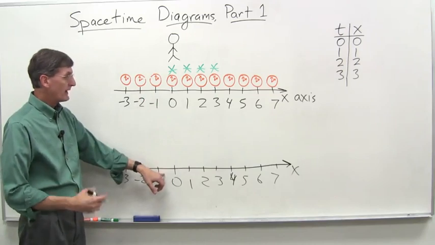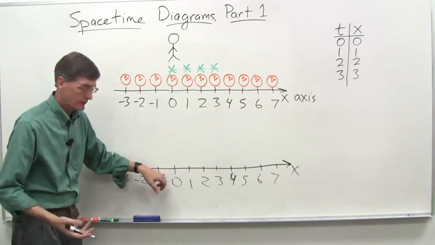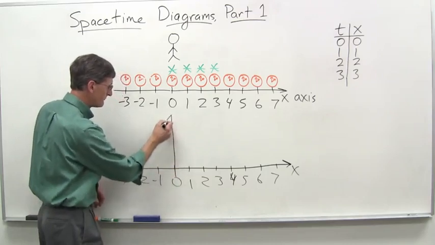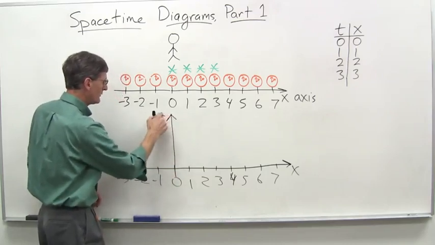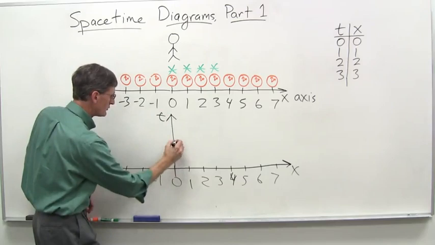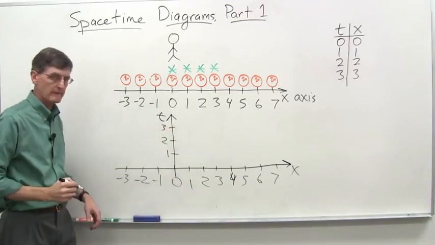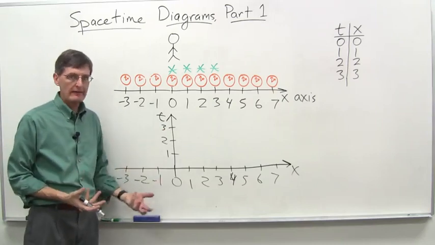And now we're going to add a time axis. Okay, and we're going to do it right along here at the origin. Time there. And do 1, 2, 3. We'll do 3 on it. 2, 3. Okay? So essentially we're creating a plot here.